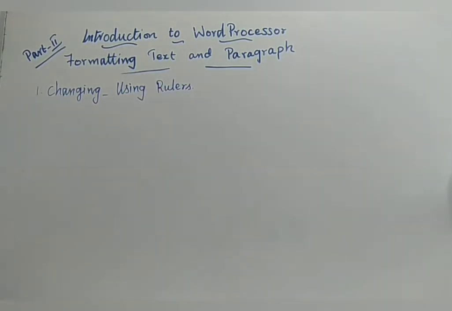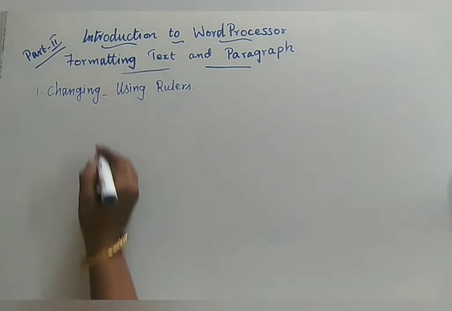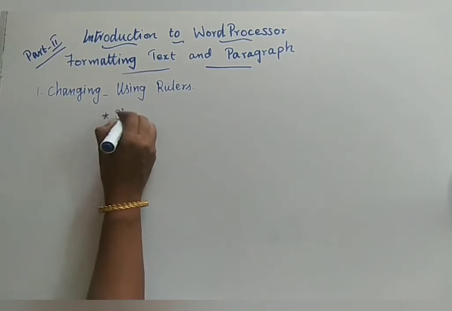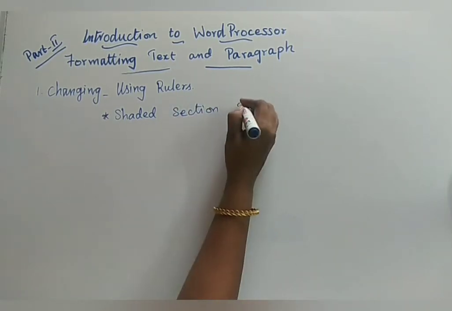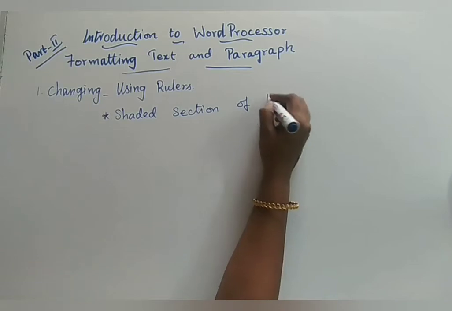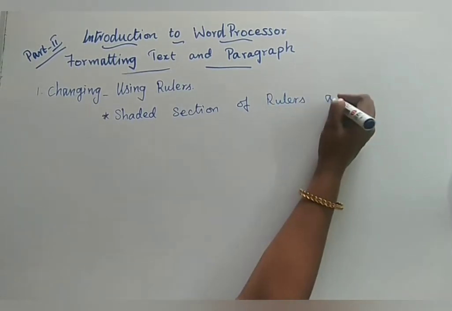Yes. So now we can see what the first step is. Here the first step is knowing where you will be able to see the rulers. While we were discussing the elements of the OpenOffice Writer window, at that time itself we discussed each and every part. There itself we discussed what a ruler is for you. Okay ma'am. So simply to say, the shaded section of the rulers is the margins for you.